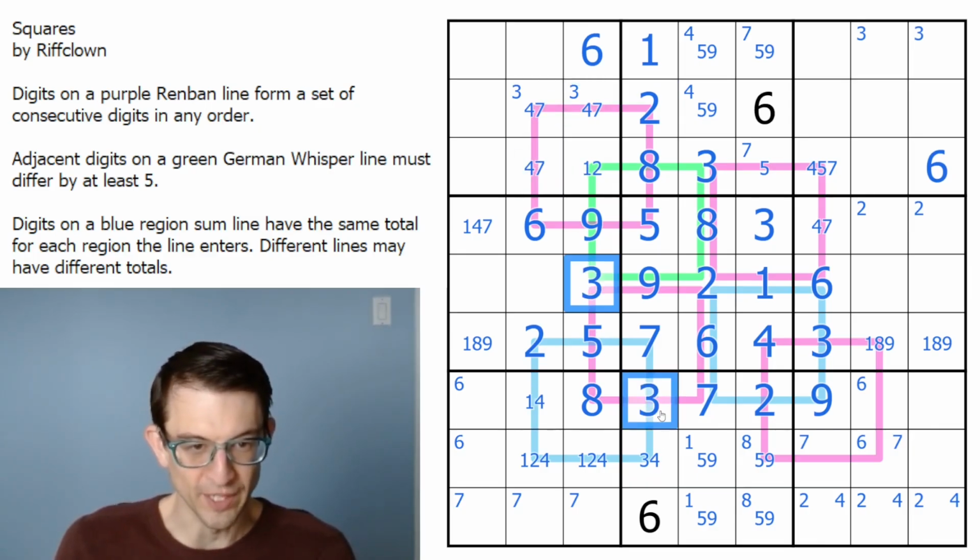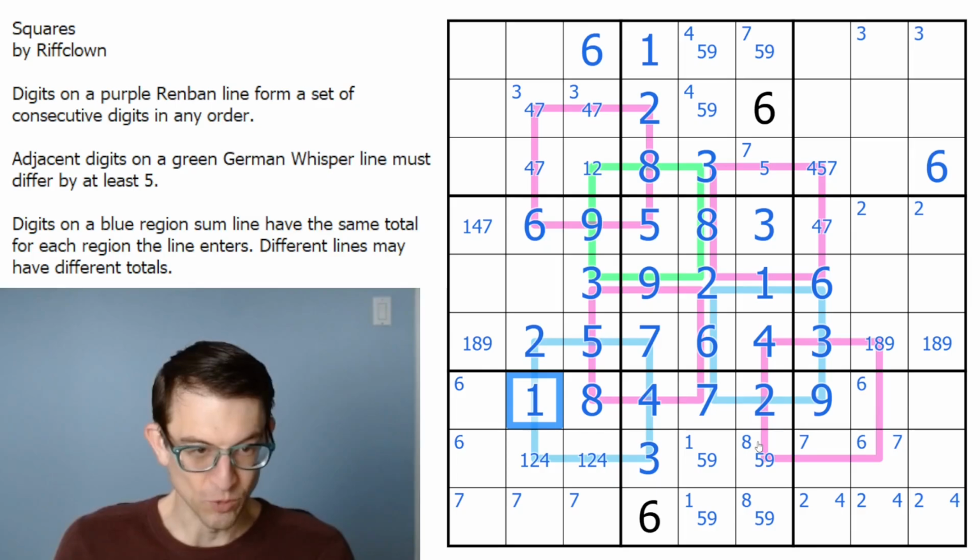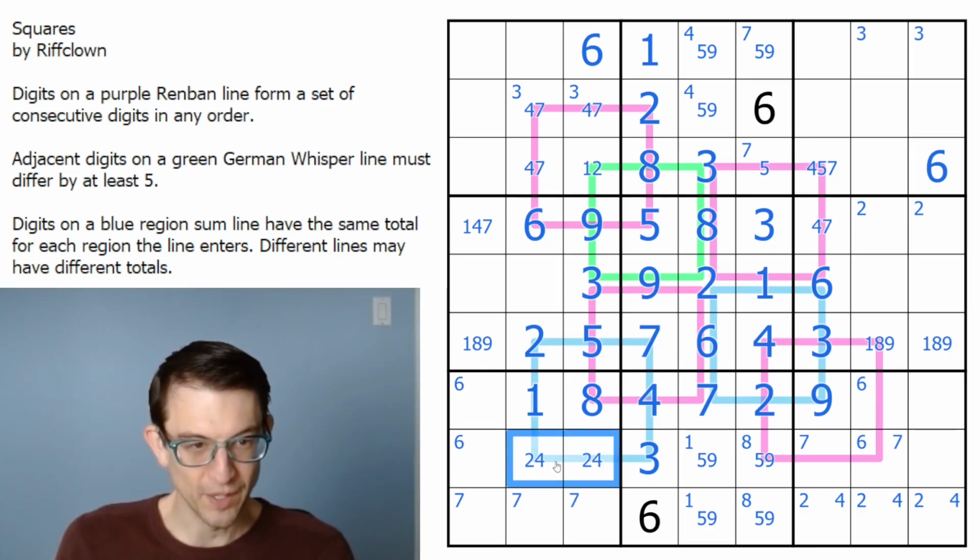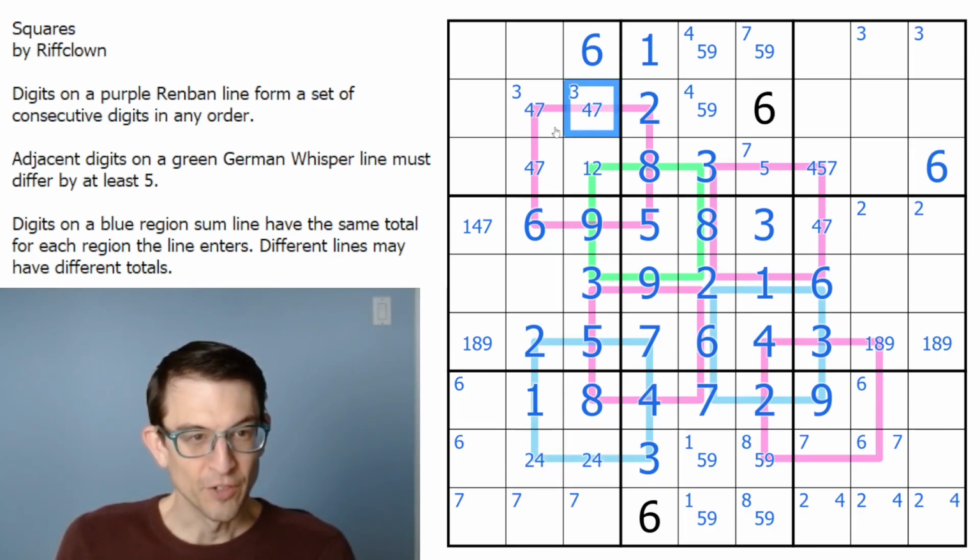These are actually the 3. No, I messed that up. Sorry, that's a 4. That's a 3. So that's not a 4, that's a 1. So now I've got a 2, 4 pair here. Got a 4 here. So 4 is in one of these spots.